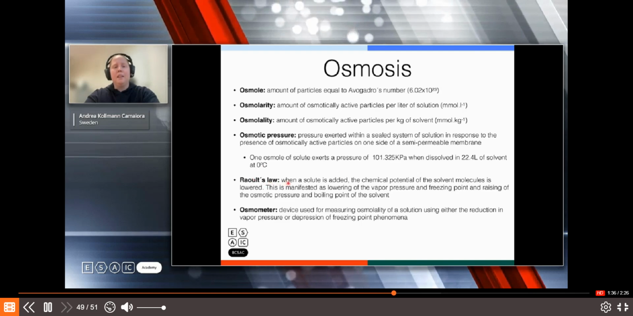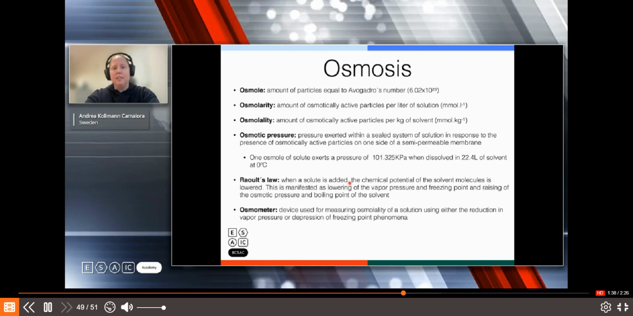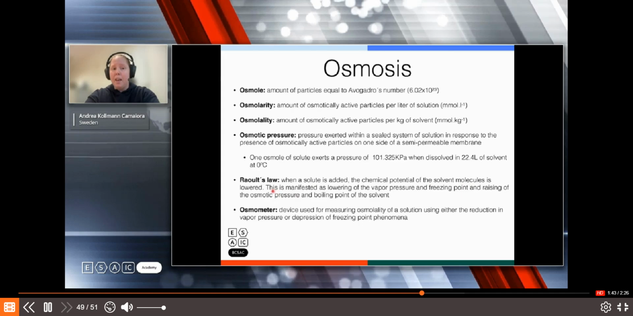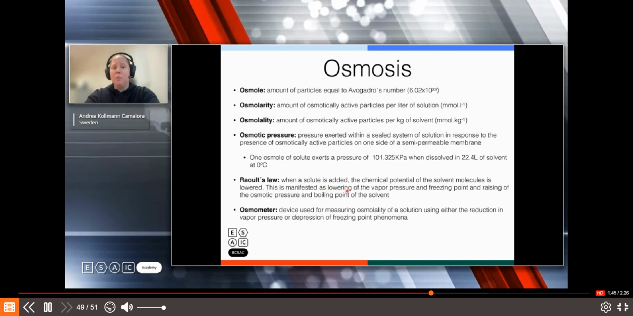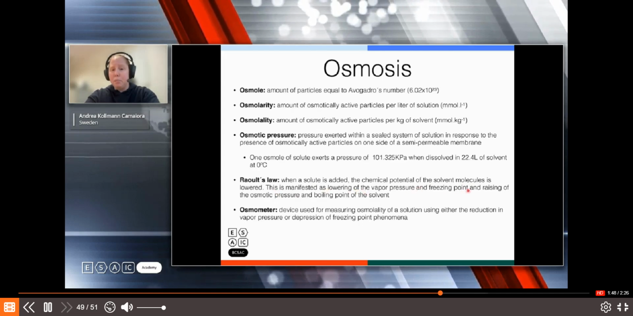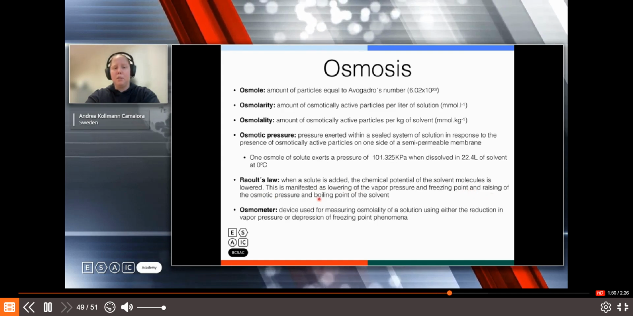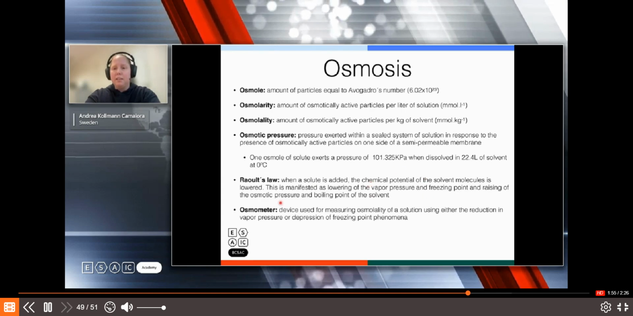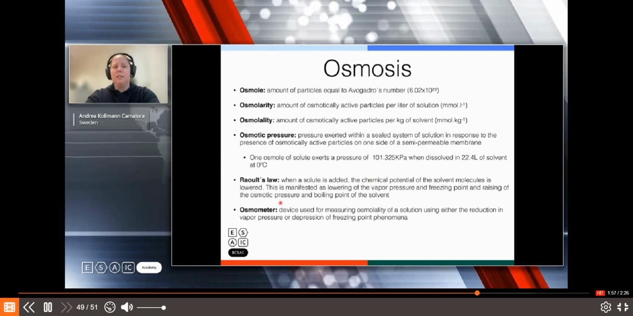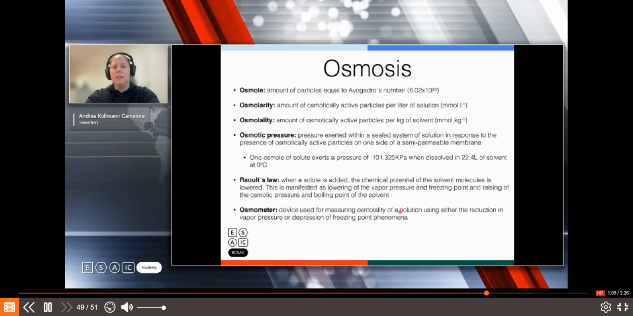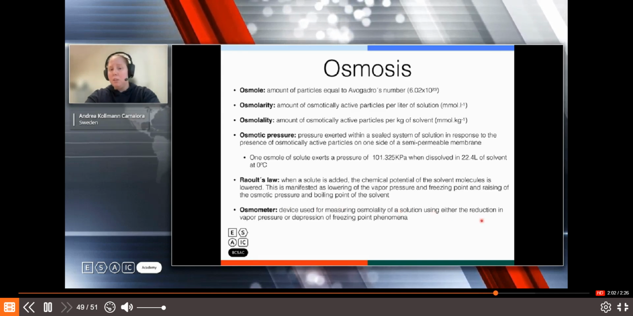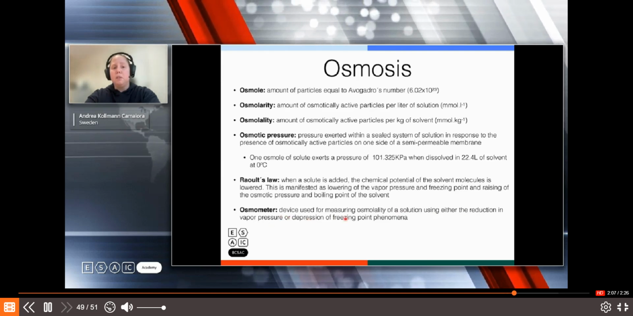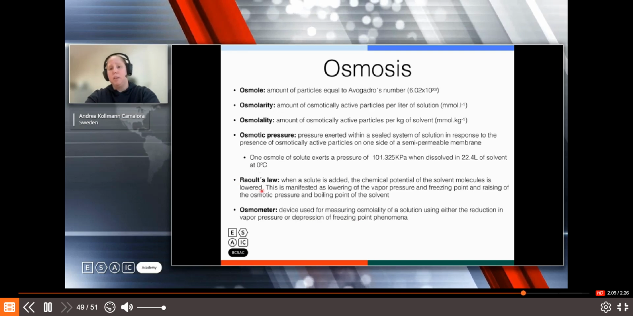Raoult's law states that when a solute is added, the chemical potential of the solvent molecules is lowered. And this manifests as lowering of the vapor pressure and freezing point, and raising the osmotic pressure and the boiling point. This is how the osmometer works, the device for measuring the osmolality of a solution, which uses either the reduction of vapor pressure or the depression of the freezing point phenomena, which is Raoult's law.